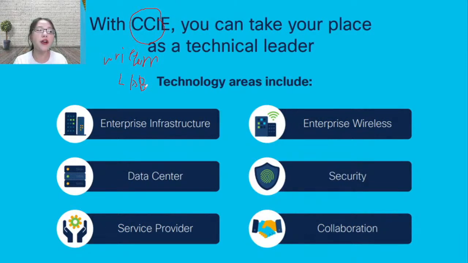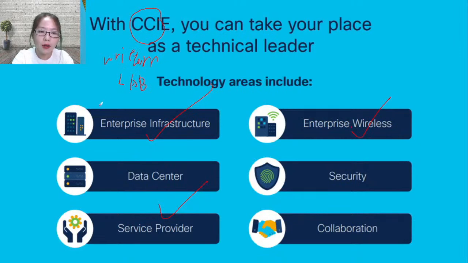Technology areas include enterprise infrastructure and data center, service provider, and enterprise wireless, security, and collaboration. These all belong to the CCIE direction. So I will choose a few CCIE directions for a detailed introduction, such as the EI, enterprise infrastructure.